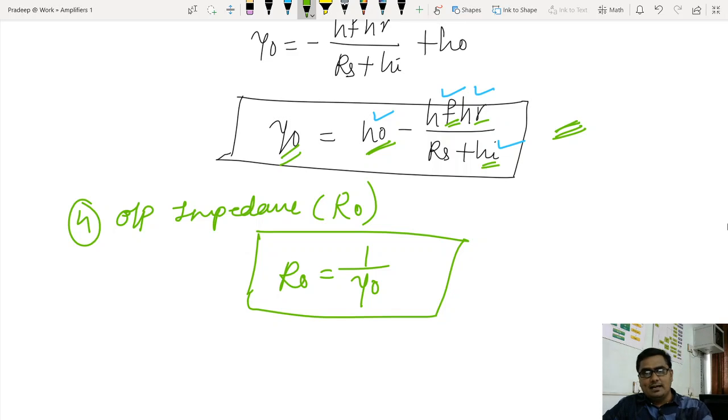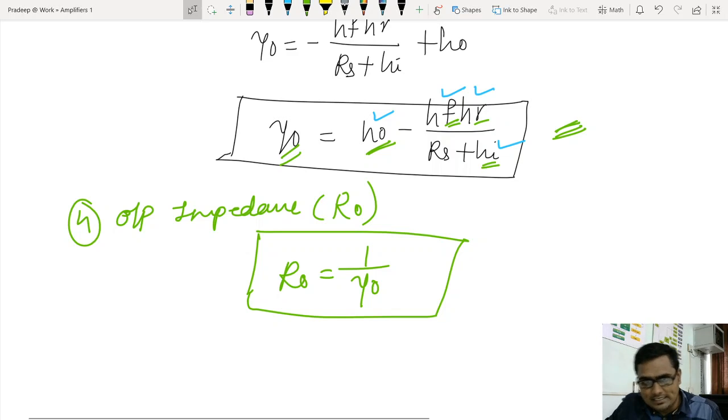So what's the conclusion? After deriving the four amplifier parameters, I have a conclusion that input impedance, output impedance, current gain, voltage gain, those parameters depend on the H model. Those parameters depend on hybrid parameters. But hybrid parameters themselves are not trustworthy. We can't trust them. Why?